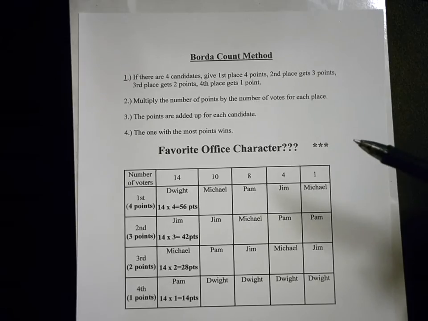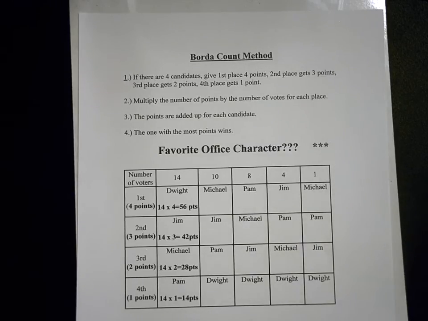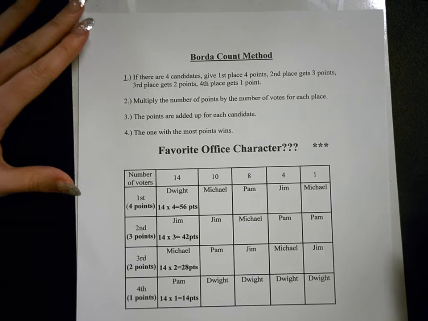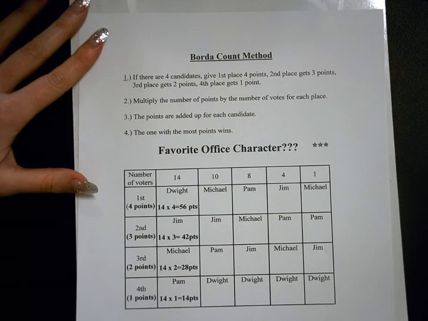Let's say you're only dealing with 3 candidates. If you're dealing with 3 candidates, whoever's in first place would get 3 points. Whoever's in second place would get 2 points. And whoever is in last place would get 1 point. So those are just some of the variations you may see while you're doing your homework assignment. But here we are talking about 4 candidates.